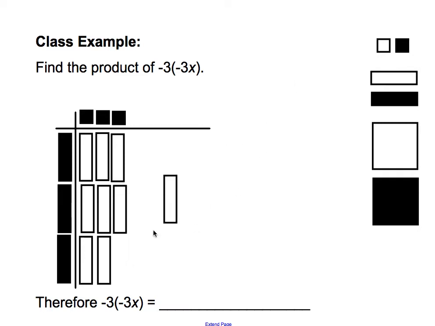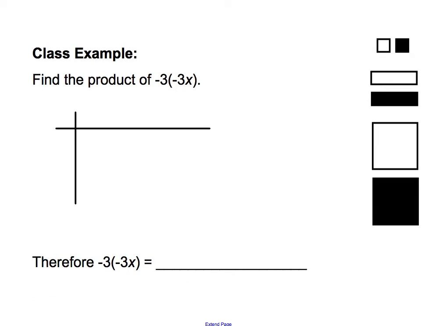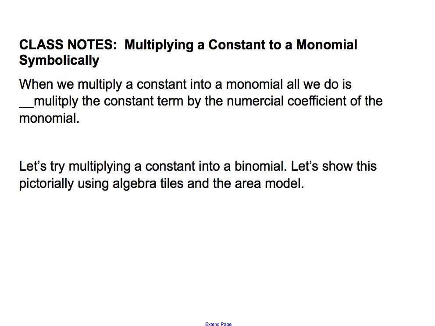Doesn't matter if you put your units on the top or along the side. You're still going to get the same area of the rectangle of positive 9x. I mean, that's the exact same one. Obviously, I put that one in there.